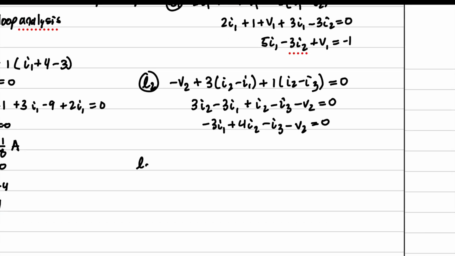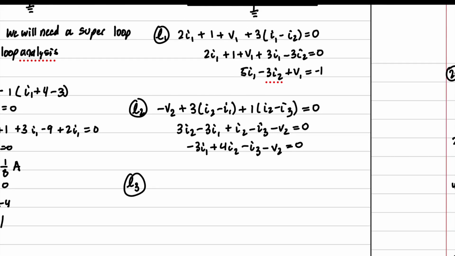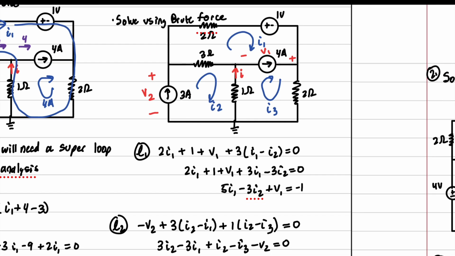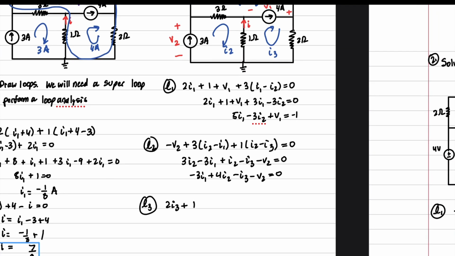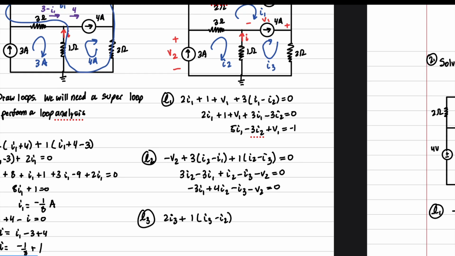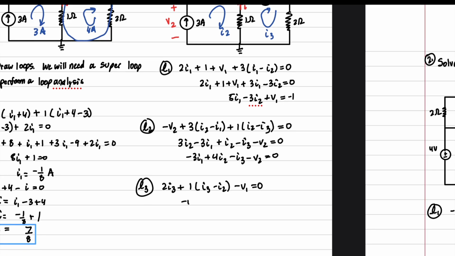Last loop, loop 3. Let's start from the 2 ohm resistor. Remember here we have I3 going through this 1 ohm resistor and I2 going through the opposite side. And minus V1 into the back of the V1 voltage difference equals 0. Simplify it, and we get -I2 plus 3I3 minus V1.